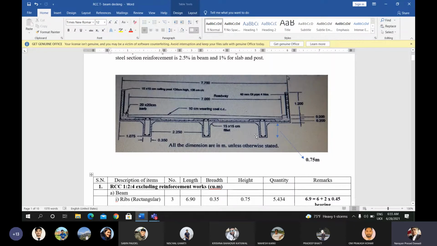2 into 0.2, 0.2 double side, plus the bottom width of the slab 7.7, and you have to subtract the vertical height of the rib, which will be 0.75 into 6, for the 6 ribs, and minus you have to subtract this fillet portion, horizontal as well as vertical.